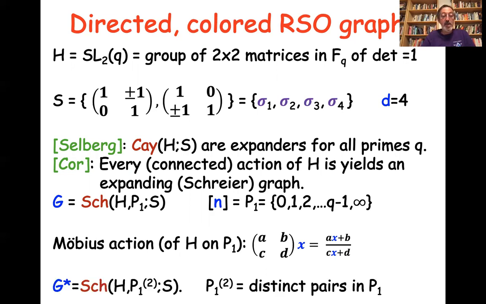And also the action on pairs, the same action when defined on pairs, is also transitive. So it's also an expander. So it satisfies the condition we wanted. G star is expanding, and so G must be an RSO graph. So it's one simple and easy to define explicit construction of RSO.